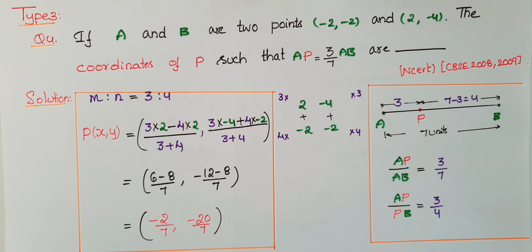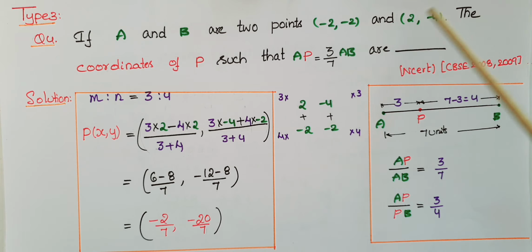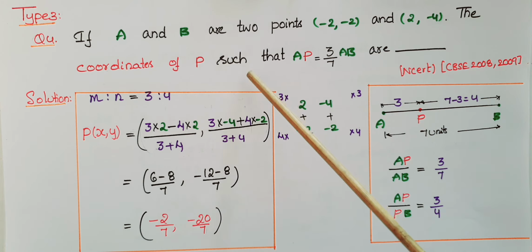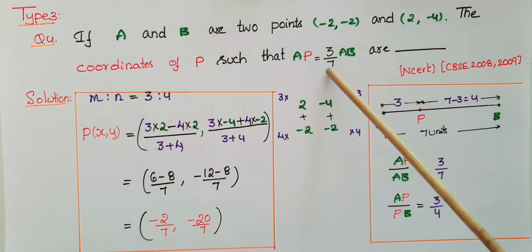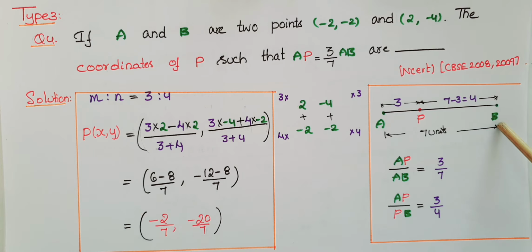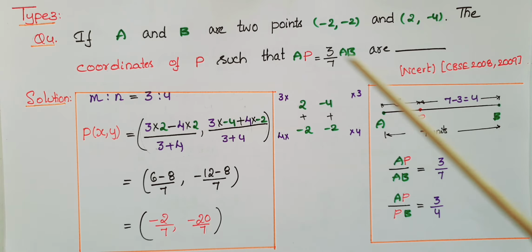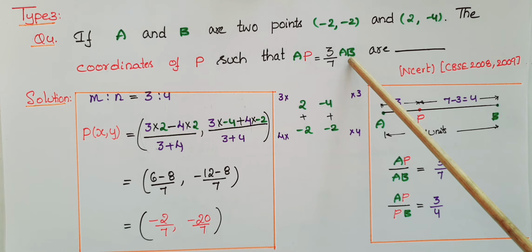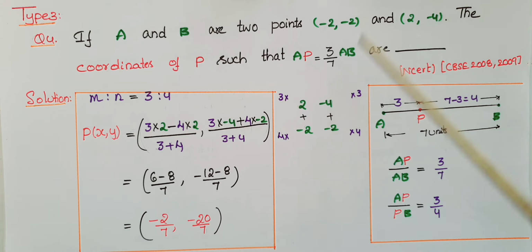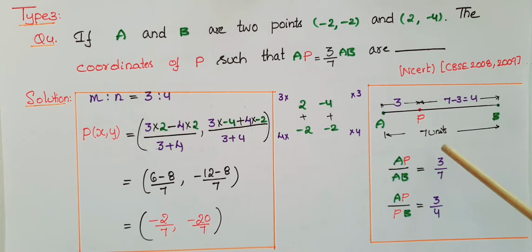This is another type of problem. If A and B are the points (-2, -2) and (2, -4), the coordinates of P such that AP is equal to 3 by 7 AB are dash. So here the two coordinates A and B are given, those are (-2, -2) and (2, -4). And here the relation between AP and AB is also given, that is AP is equal to 3 by 7 AB. So AP by AB is equal to 3 by 7, because AP is equal to 3 by 7 AB.